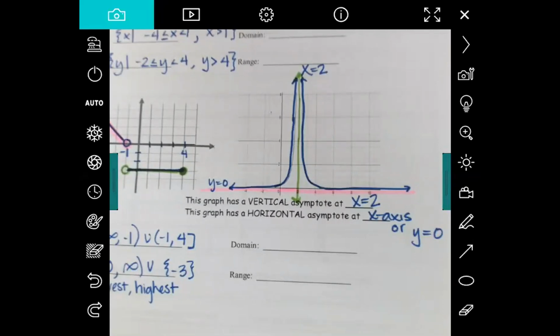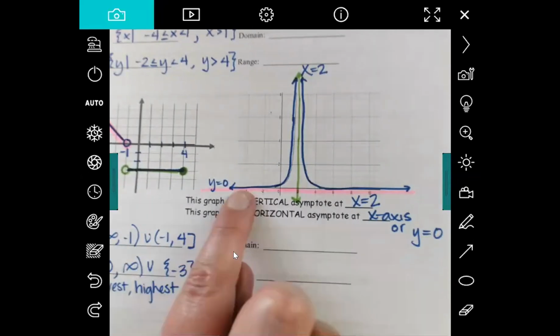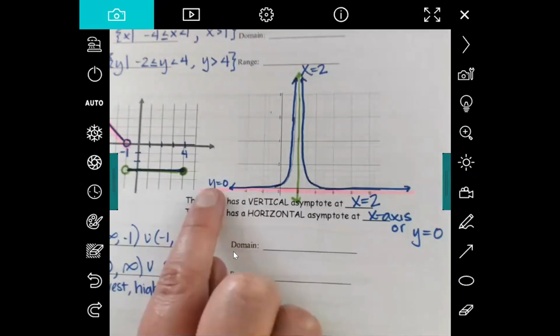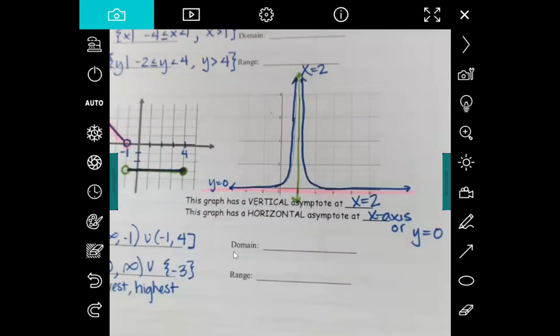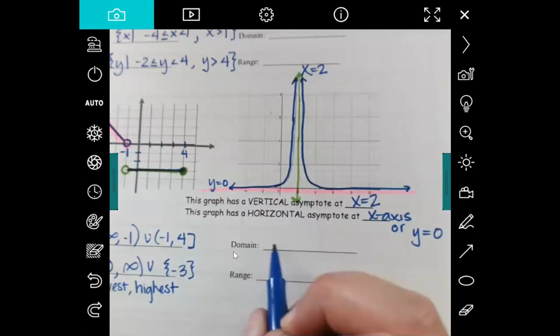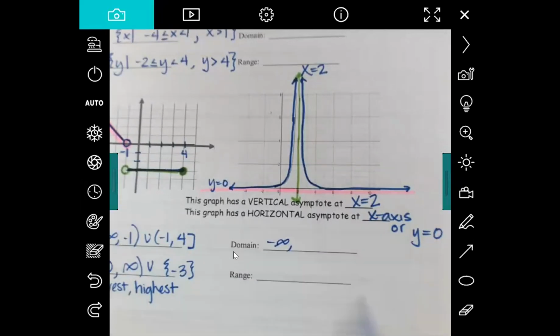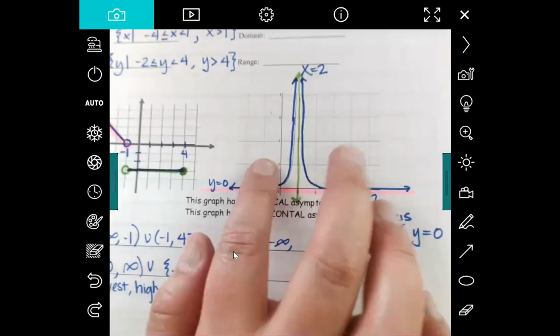Okay, so here's what happens for my domain. I would say, okay, well, how far to the left can my graph go? Well, this arrow is going to go back forever and ever and ever. It has an arrow on the end. So I know that's going to be negative infinity. But then here's the problem. I have 2 different chunks, right? Just like here, remember I had a pink chunk and a green chunk? Okay, this asymptote splits my graph into 2 chunks.